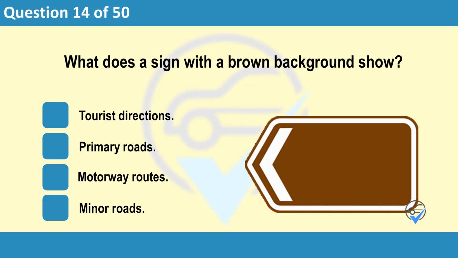What does a sign with a brown background show? Tourist directions. Primary roads. Motorway routes. Minor roads. Signs with a brown background give directions to places of interest. They're often seen on a motorway, directing you along the easiest route to the attraction.